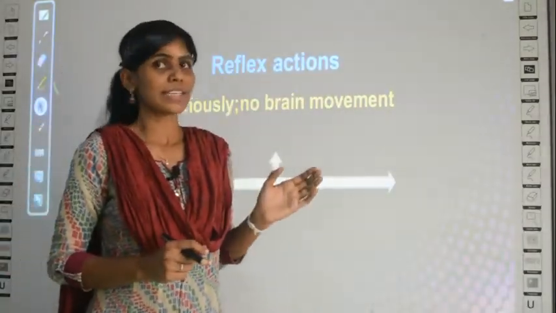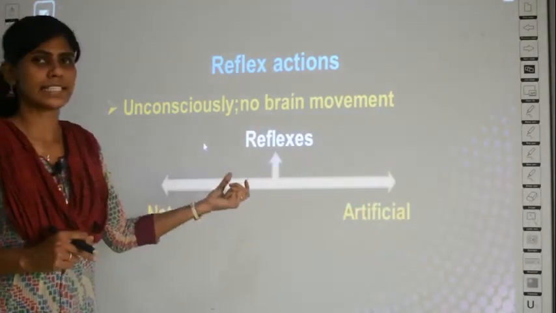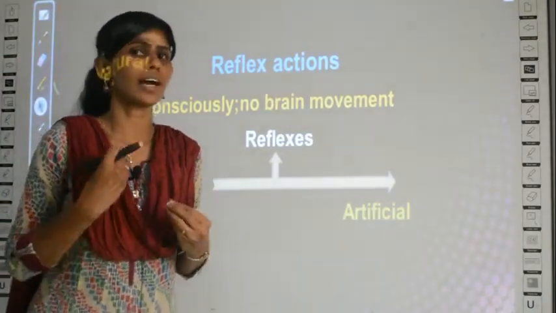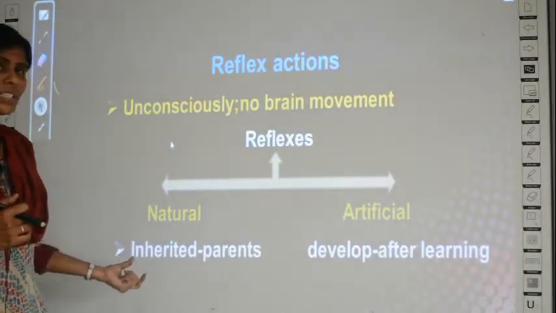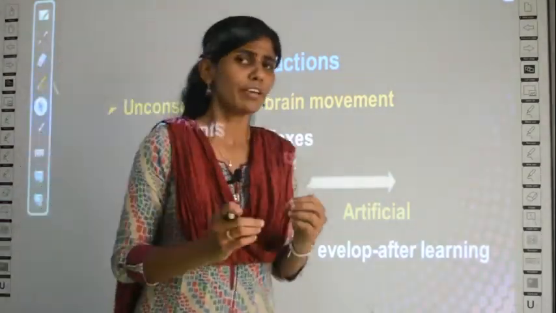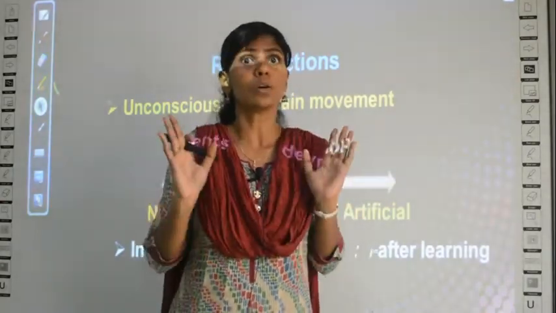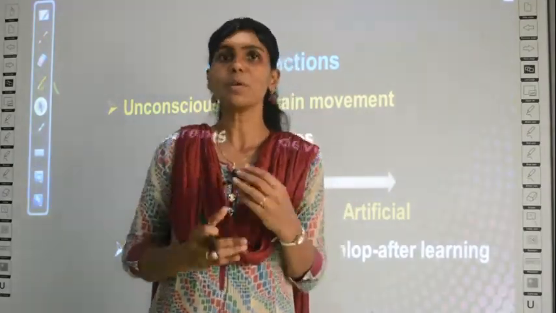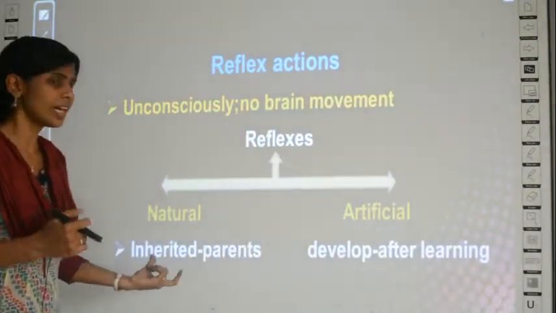Then these reflex actions are of two types called natural reflexes and artificial reflexes. What is this natural reflex and artificial reflex? Natural reflex is inherited from your parents, and when you are born itself you will have this nature. Say for example, if you give something hot to a baby, it will also respond, it will scream, it cannot bear, so it will take off the hand. Even a small baby will respond to certain reflexes, and those type of reflexes are called natural reflexes.